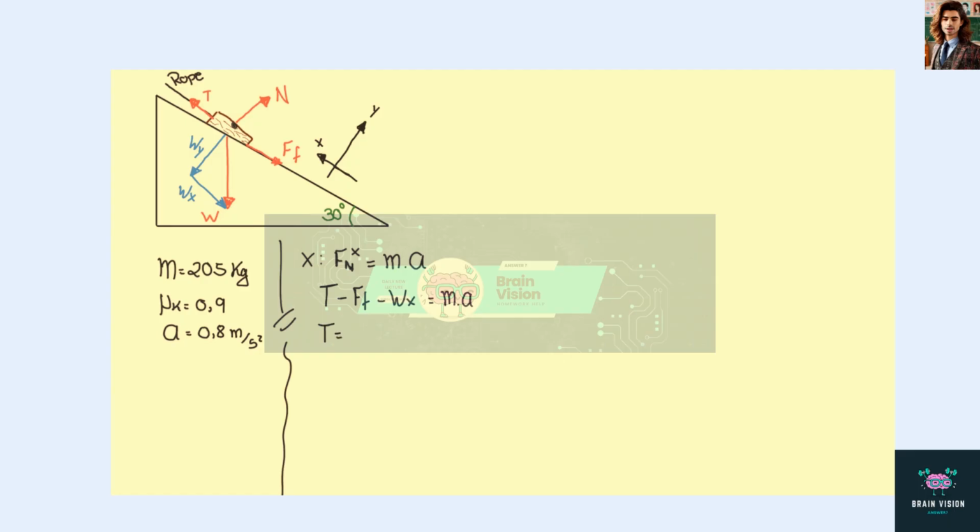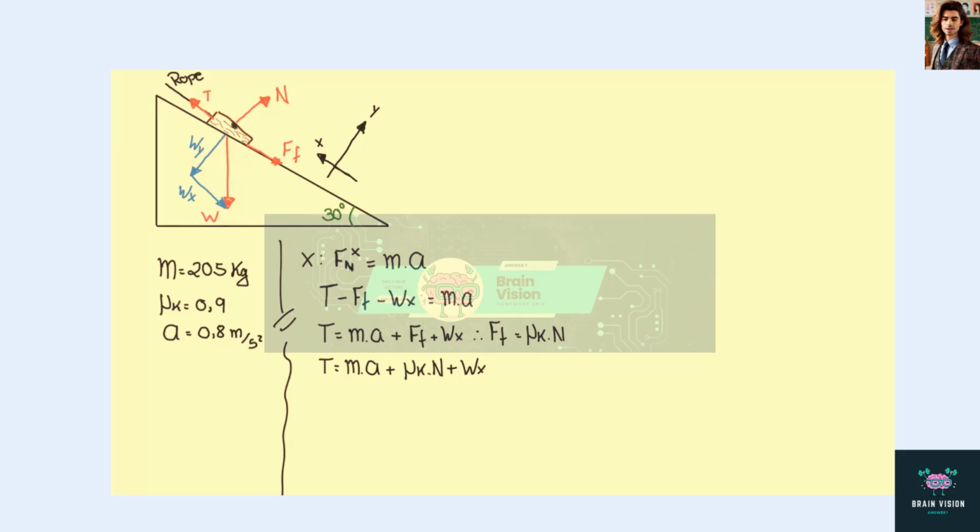So the tension force is equal to the mass of the log times its acceleration in the x direction plus the frictional force plus the weight force. And now remember that the frictional force in this situation, where the log is already moving, is the kinetic frictional force, which is given by the kinetic frictional coefficient times the normal force. So the tension is equal to the mass times the acceleration plus mu k times the normal force plus the weight force component x. And now we have to calculate the x component of the weight force.